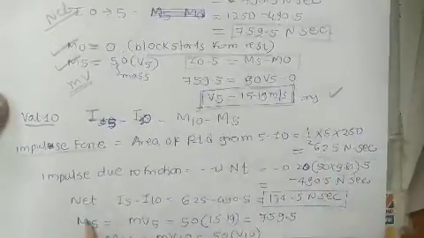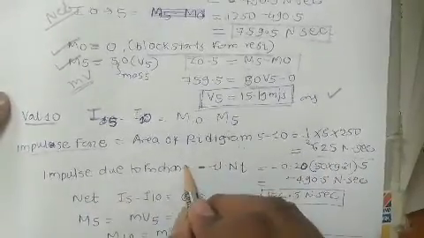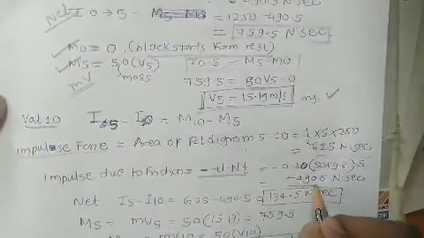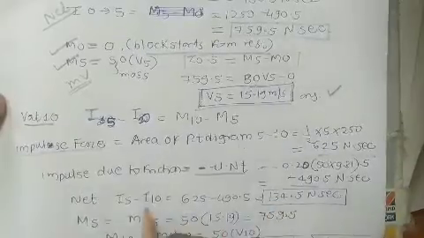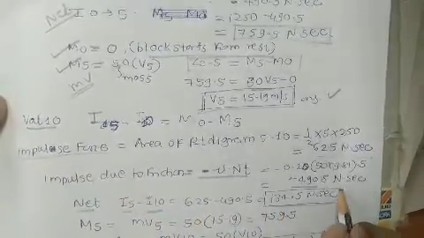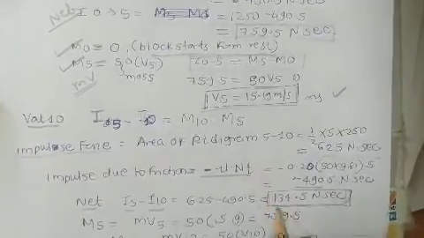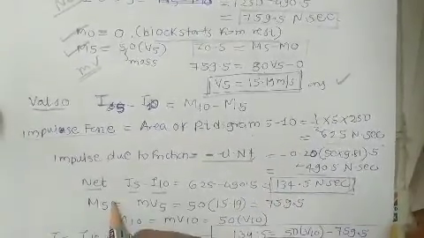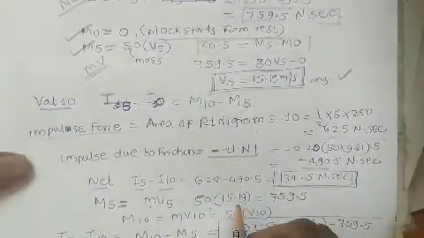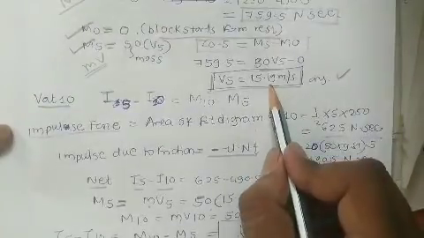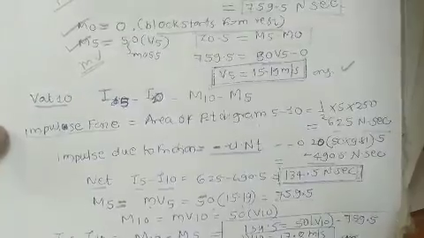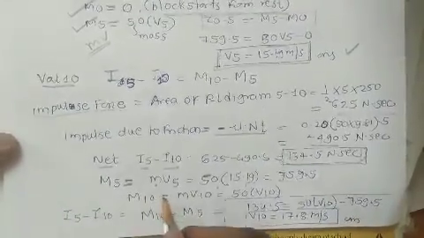But friction acts opposite, so we deduct the frictional effect, which is minus mu N t. Again it is minus 490.5. So the net I from 5 to 10 is equal to 134.5 newton seconds. This is the impulsive force. Now momentum at 5 is mass into velocity at 5. The mass is 50 and the velocity at 5 we found in the earlier step, so m5 is equal to 759.5.